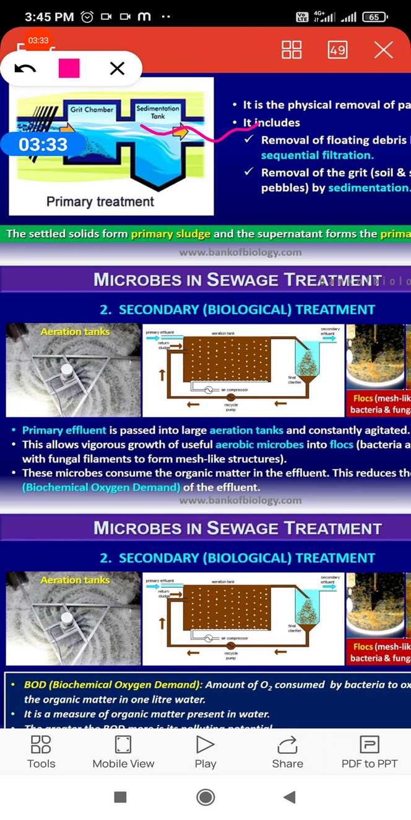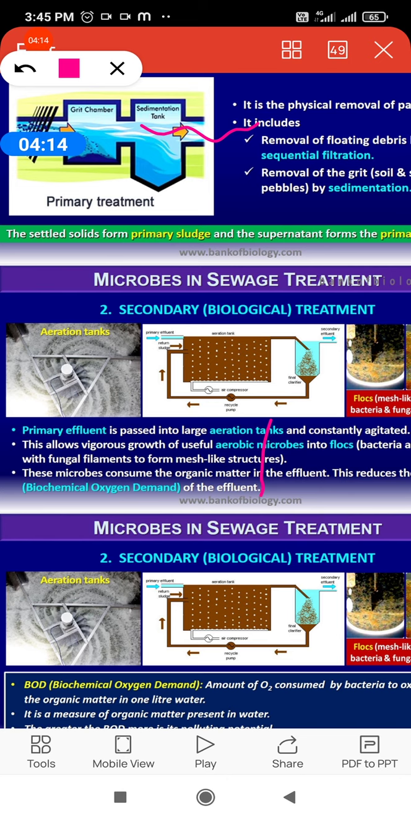Now this primary effluent is then passed for the secondary treatment, and secondary treatment is called a biological treatment. Why is it called a biological treatment? Because here we will be using various types of bacteria and fungi so as to break down the organic matter. That is why it is called a biological treatment. So first point, the primary effluent is passed into a large aeration tank. What does aeration mean? It is being circulated with air. That is called an aeration tank.